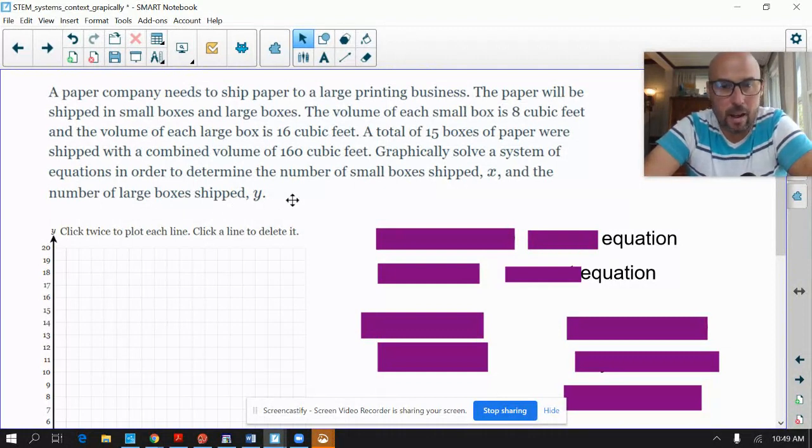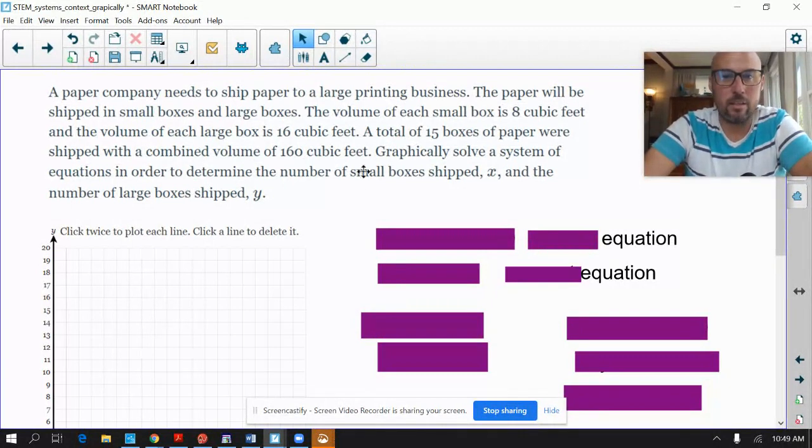Okay, X probably isn't 2.5, because how could I have 2.5 boxes? X could be 100 because I could have 100 boxes, but X can't be negative. I can't have a negative amount of boxes. What do I know about these boxes? Well, the small boxes contain 8 cubic feet. The large boxes, 16 cubic feet. There were 15 boxes in total, and the combined volume is 160 cubic feet.